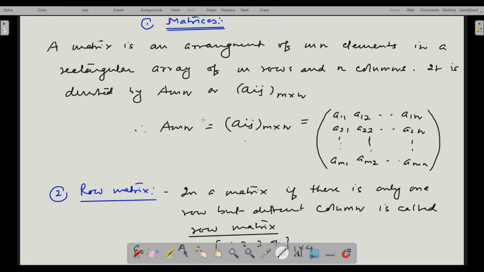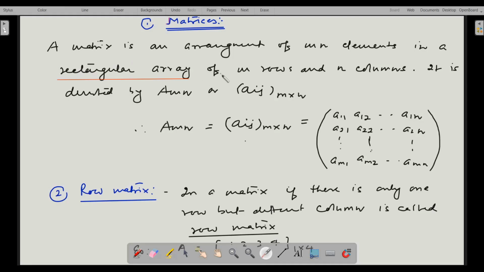So a matrix is an arrangement of mn elements in a rectangular array of m rows and n columns. Sometimes the rectangular array might also be square. In general, it is a rectangular array, but in some specific cases, it might be a special case such as a square.